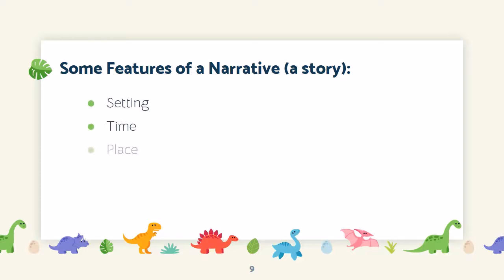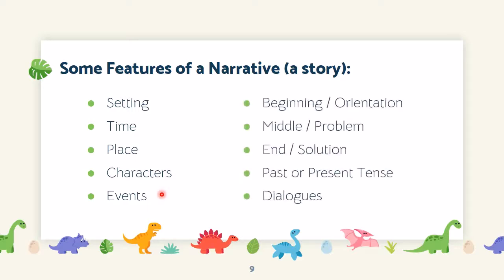Okay, so as a summary, for the different parts of the narratives or some features, we have setting, time, place, characters, events, and we can also have the beginning, middle, and end of a story where we can have the orientation. It's like the beginning, how you set up the story, the problem, the solution. Stories are usually written in past tense and with the dialogues in present tense, and they have dialogues to make the story more interesting.